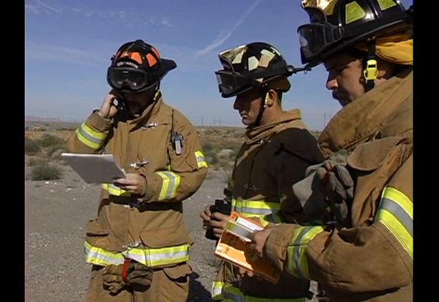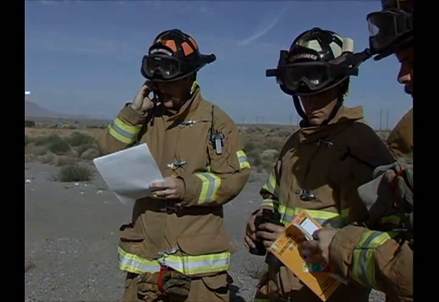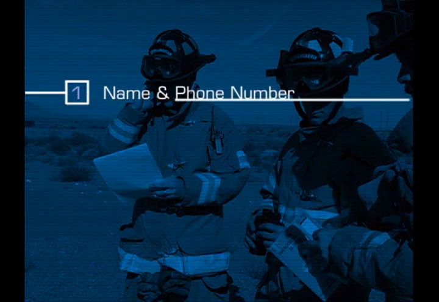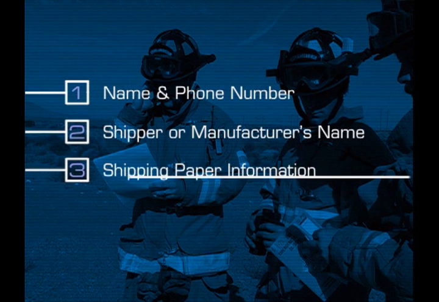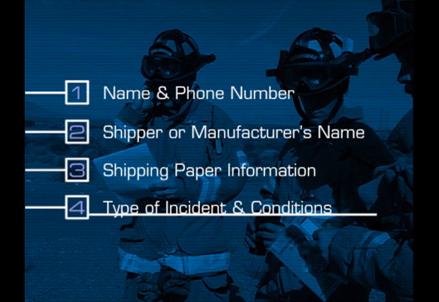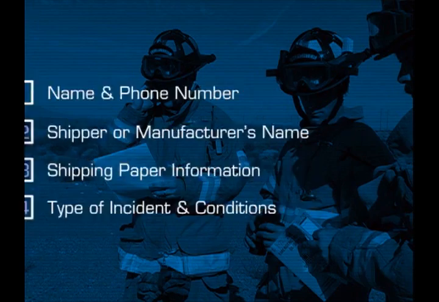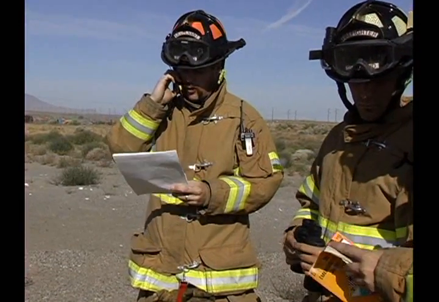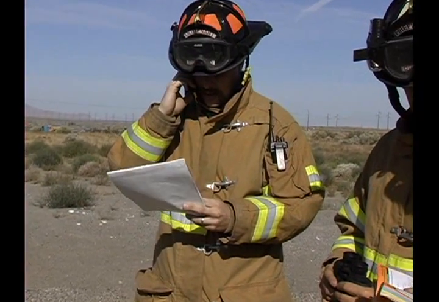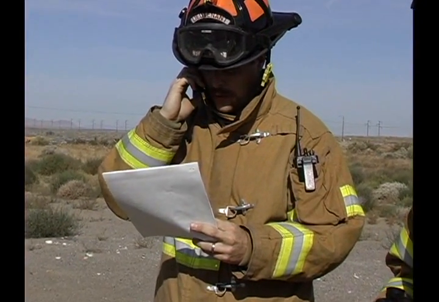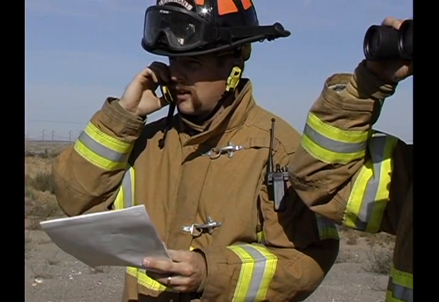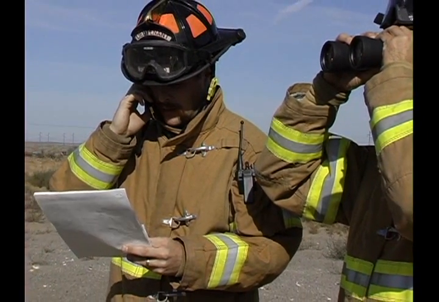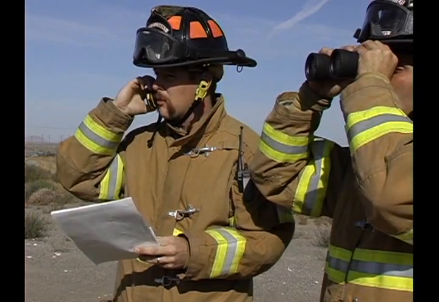When you contact Chemtrek, be prepared to provide your name and phone number, the name of the material shipper or manufacturer, the shipping paper information, and the type of incident, including local conditions. Chemtrek is an outstanding resource for verification and even provides service in other languages. Canutech provides the same service in Canada, as does CTIC in Mexico.